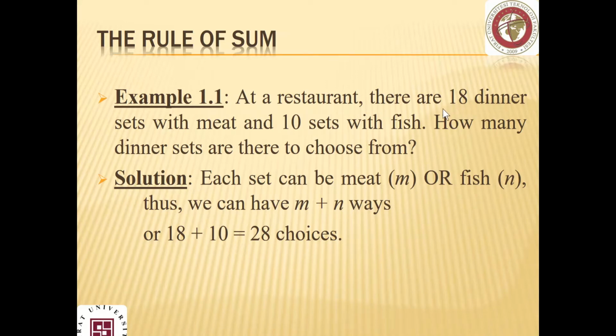That's why if you want to choose from these 18 dinner sets, you have 18 choices. And from the 10 sets, you have 10 choices. So how many choices do you have in all? You just sum them up. So the outcomes from the first procedure, it's possible to choose any of the 18, so you have 18 choices, plus any one from the 10 choices, that's 28 choices in total, okay?